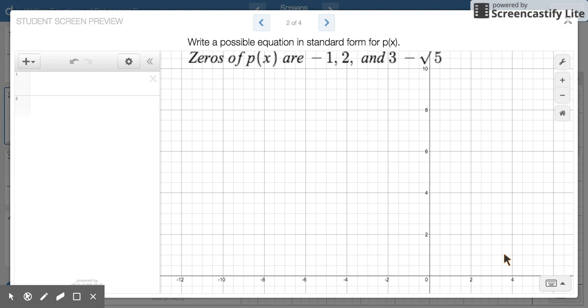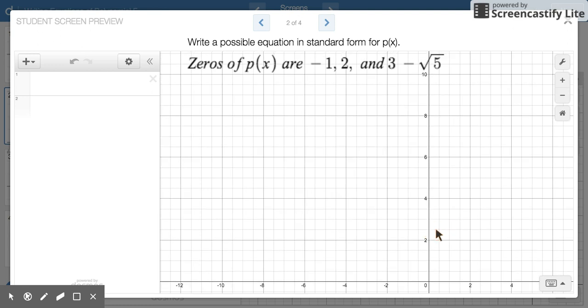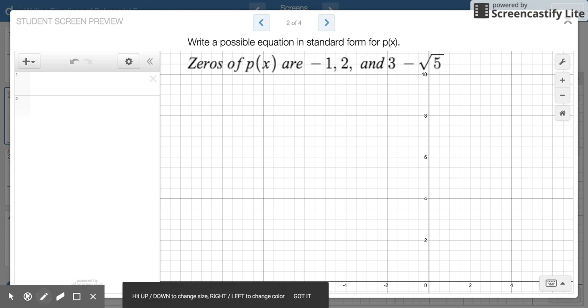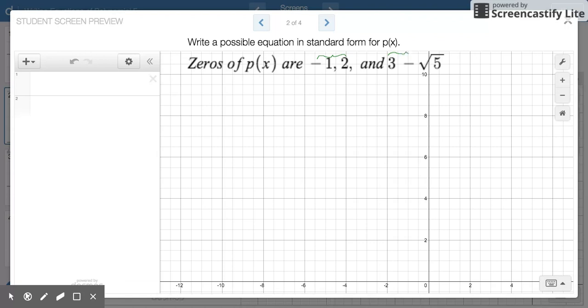Write a possible equation in standard form for p of x, where the zeros of p of x are -1, 2, and 3 minus square root of 5. We notice that two of the zeros of p of x are -1 and 2. They are both integers, or rational numbers. And this zero here is an irrational number because of the square root of 5.